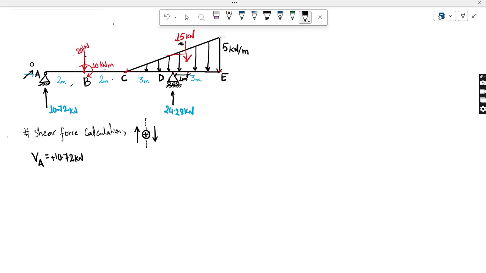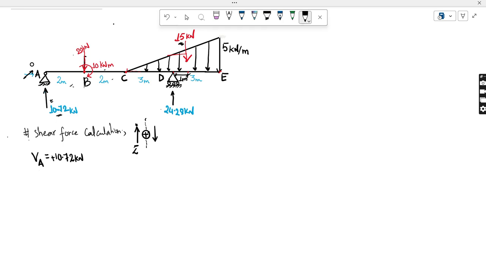Because A is the leftmost corner, the leftmost point of our beam. So for the left, you have to see this sign convention. Up arrow is taken as positive, and here 10.72 is acting upward. So it is taken as positive because this arrow matches with this arrow. So VA is 10.72 and it is obviously positive.